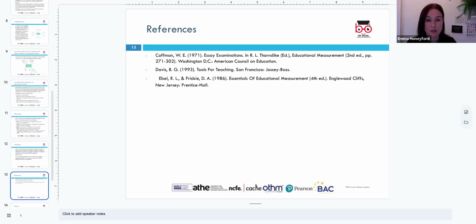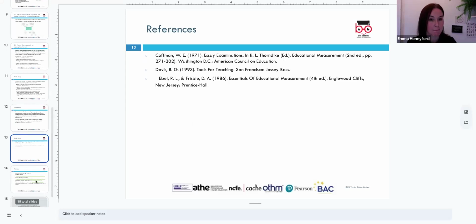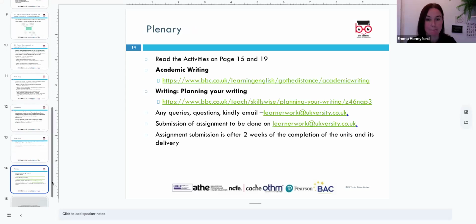And here's a few references that have been used for these slides, if you want to have a look at those. So that comes to the end of the slides.